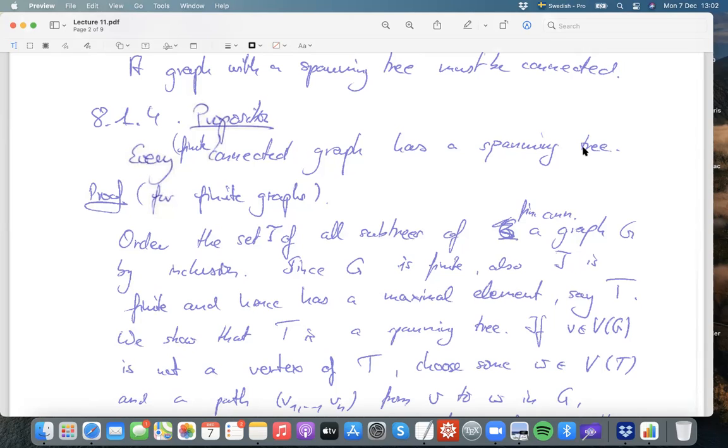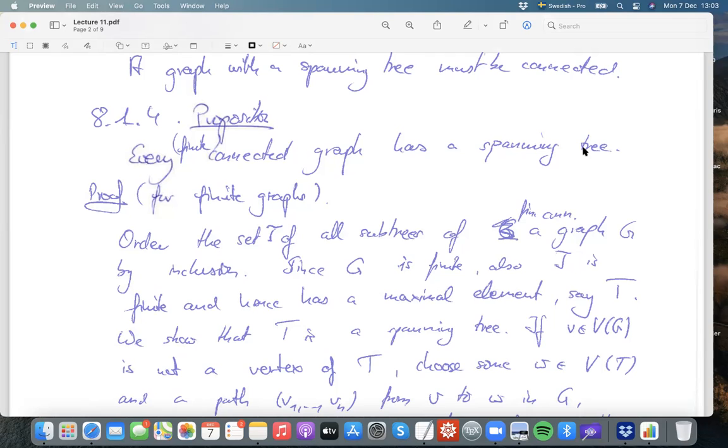Okay, so here it suggests to look at all possible subtrees, not necessarily maximal, not necessarily spanning trees. So, for example, a tree can be just one single edge. Why not? So this set of possible subtrees is not empty. But also, if our original graph is finite, then this set is also finite. And we say that it contains a maximal element.